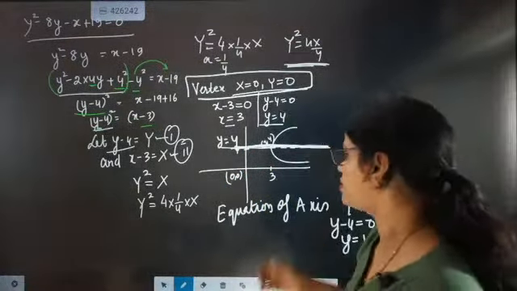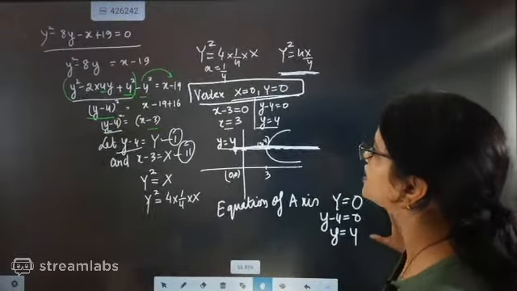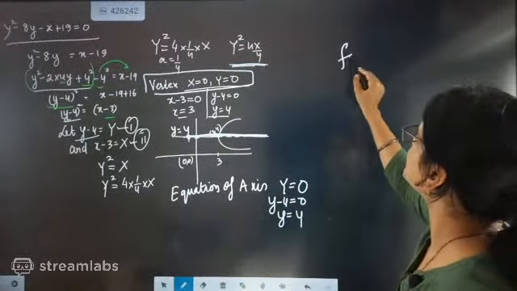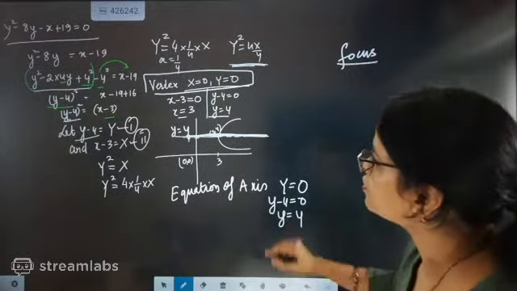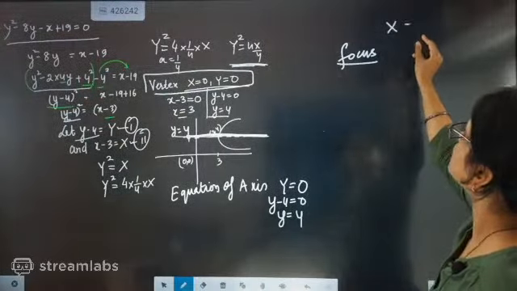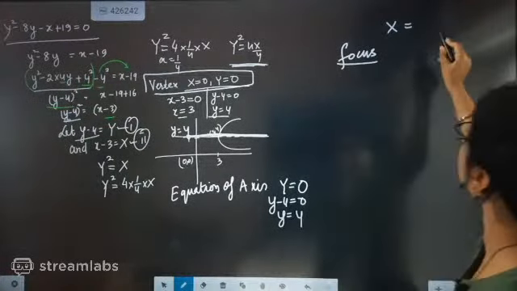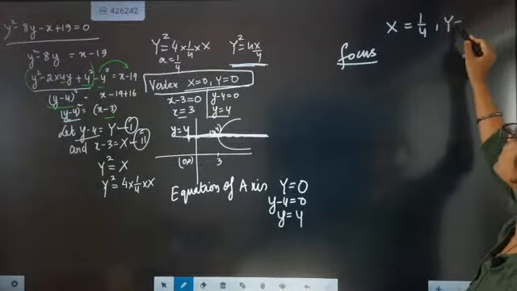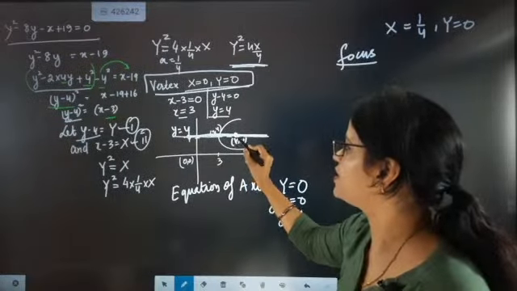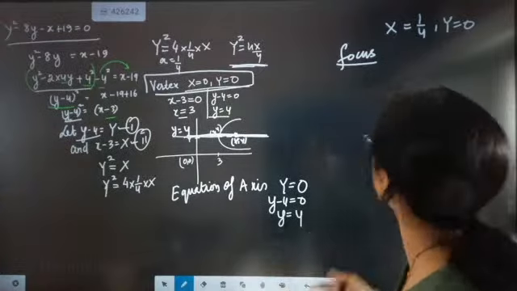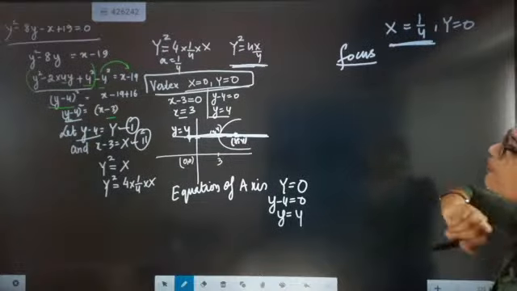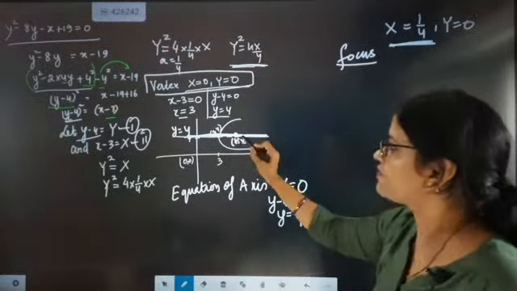Now the vertex you got, the equation of axis you got. After the vertex and axis, we have to find the focus. What will be the focus point? For this focus, capital X value will be coming as a, that is 1 by 4, and capital Y value will be 0. The focus point will be here, so the X comma Y value will become the focus. So capital X will be equal to 1 by 4, because X is a and the Y part will become 0.